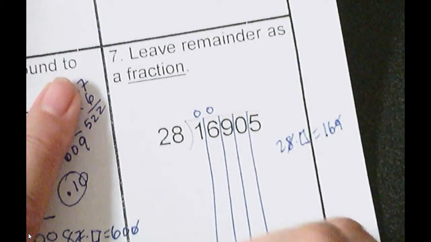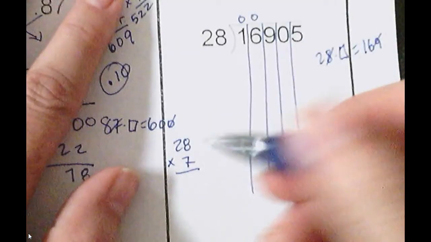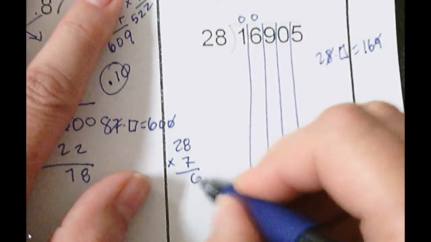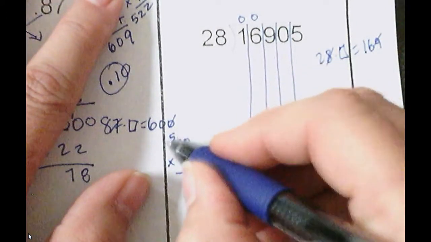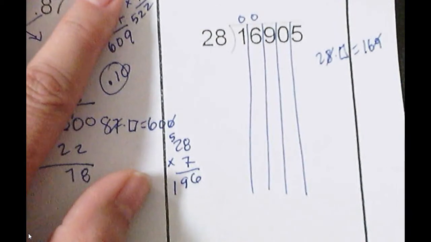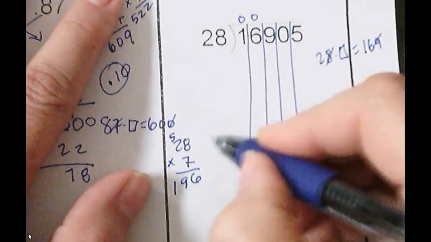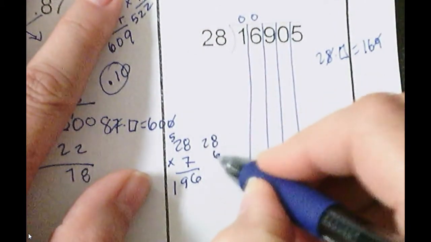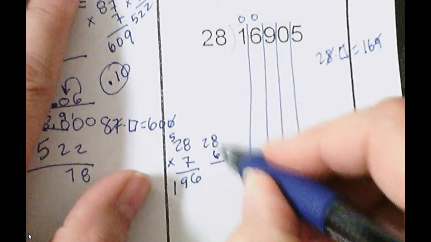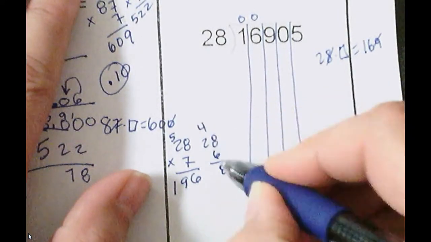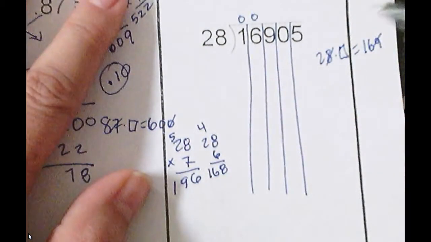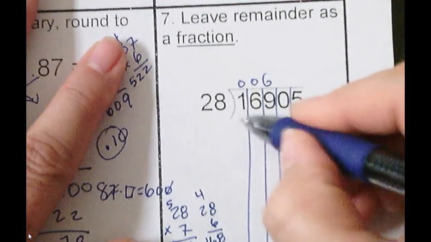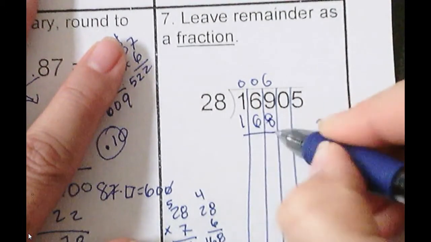So maybe our ratios multiplying work. Don't do that. How am I supposed to check later? 7 times 8 is 56, 14, 15, 16, 17, 18, 19. 196. I need 169. 28 times 6. 6 times 8 is 48. Carry my 4. 12, 13, 14, 15, 16. That'd work. So I need a 6. That's 168. 1 left over.